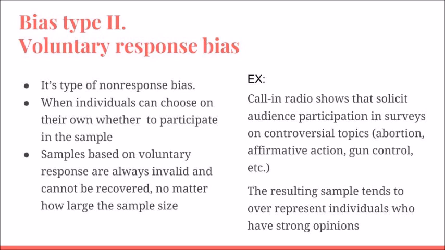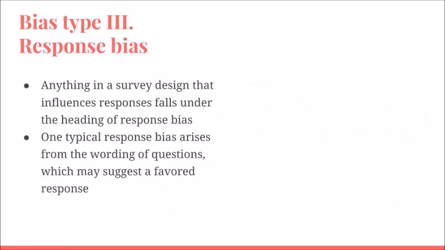Now let's take a look at the third type of bias. Bias type 3 is response bias. It occurs when anything in a survey design influences responses. One typical response bias arises from the wording of questions, which may suggest a favored response.